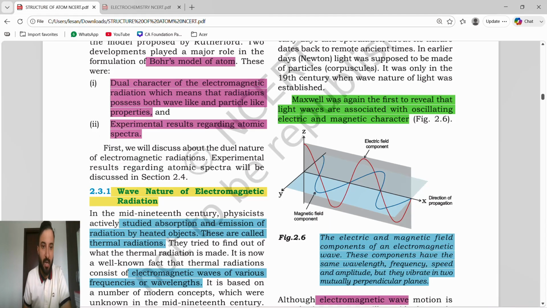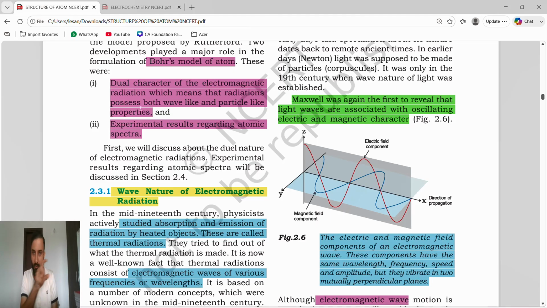So that's what he said, dual nature of electromagnetic radiation. What is the dual nature? Dual nature means it shows two things. Which means that radiation possesses both wave-like and particle-like properties. So what does Bohr say?